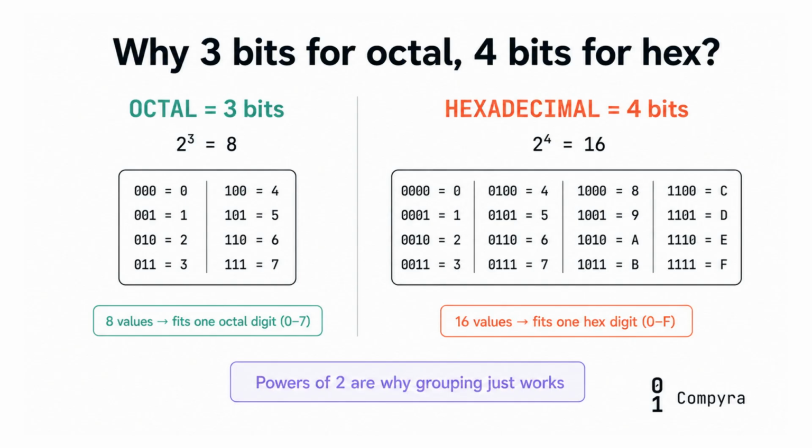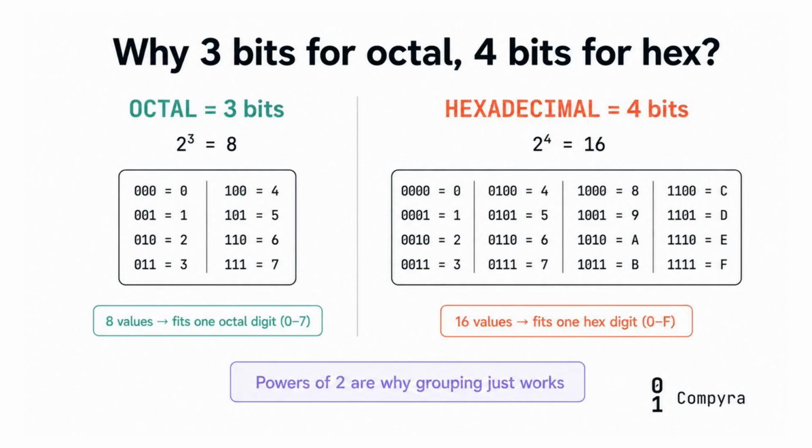It comes down to powers of 2. 3 bits give you 2 to the power 3, which is 8 possible values, exactly the range of 1 octal digit, 0 through 7. 4 bits give you 2 to the power 4, which is 16. Exactly the range of 1 hex digit, 0 through F. That's not a coincidence. Octal and hex were specifically chosen because their bases are powers of 2. 8 is 2 cubed, 16 is 2 to the 4th.